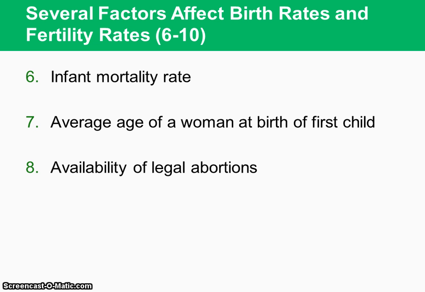Availability of legal abortions. This one confuses students because we are talking about fertility rates, which mean you have to be born. So if abortions are legal, fewer children are born. Okay, so make sure that you realize how that one works. If abortions are legal, it decreases your fertility rate. Some people say, well, but they're going to get pregnant more. Well, that doesn't matter in these terms, fertility rate. Okay, so you're not going to have the baby if you are able to have the abortion. So availability of legal abortions lowers total fertility rate.